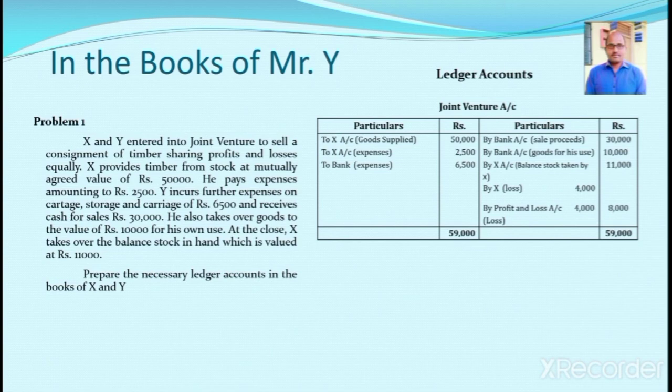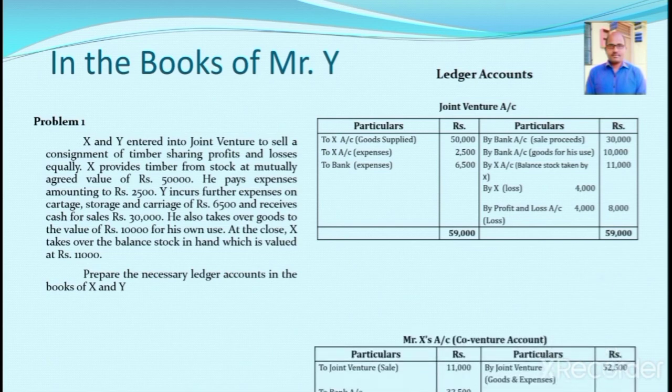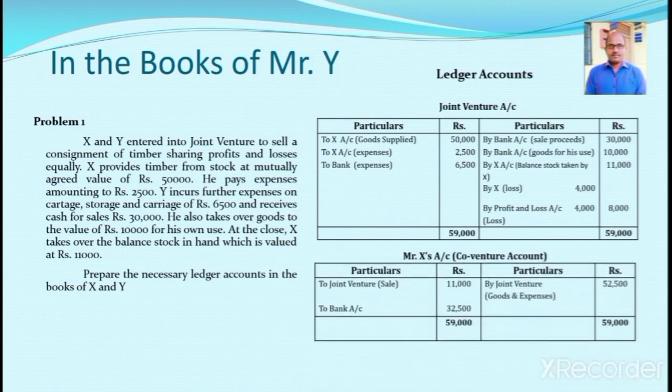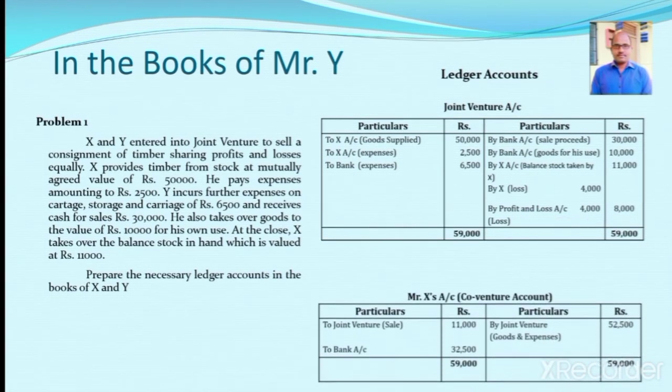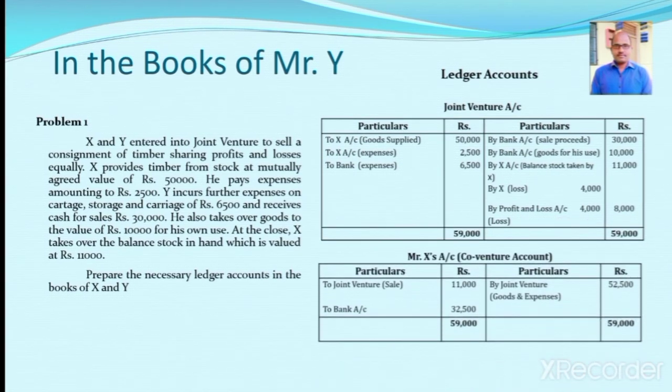Similarly, on the credit side you can observe the transactions which are related to X are recorded in the name of co-venture, X account. The transactions which are related to Y are recorded directly, and the loss of 8,000 is distributed equally. Similarly, the co-venture account is also prepared. Mr. X is the co-venturer for Mr. Y, so Mr. X account is also prepared in the books of Mr. Y. I hope you are clear with the first method.